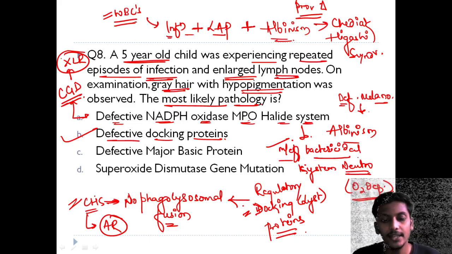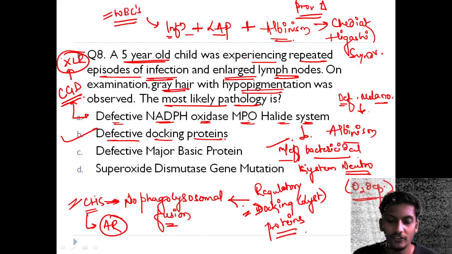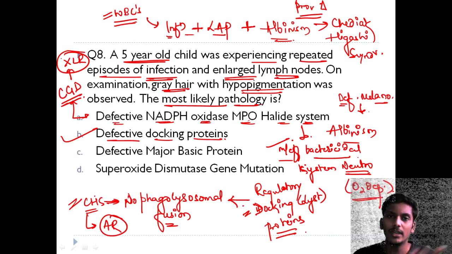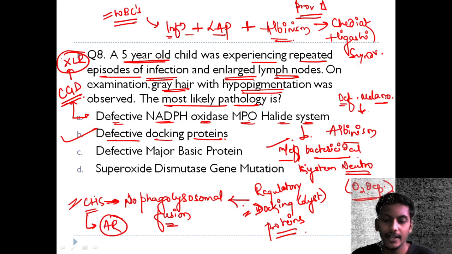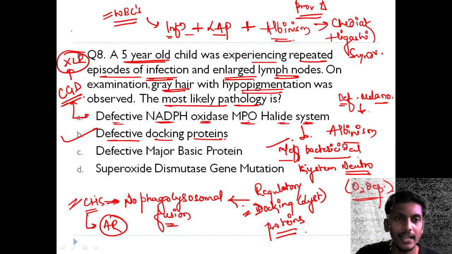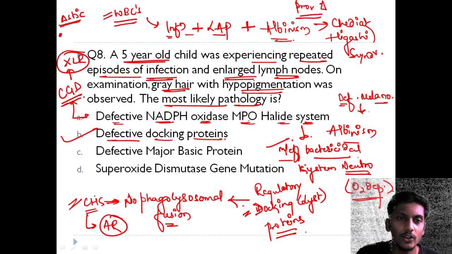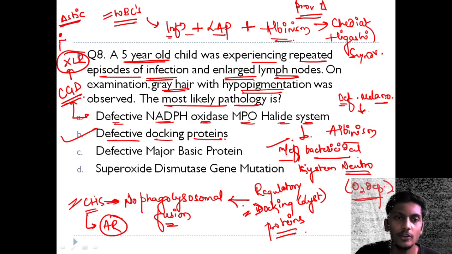In this case also there would be repeated episodes of infection again, right? There would be granuloma formation, and the name itself tells you, chronic granulomatous disease, right? And one important thing that was asked earlier is, which is the diagnostic test for CGD, which is the diagnostic test used in cases of chronic granulomatous disease.